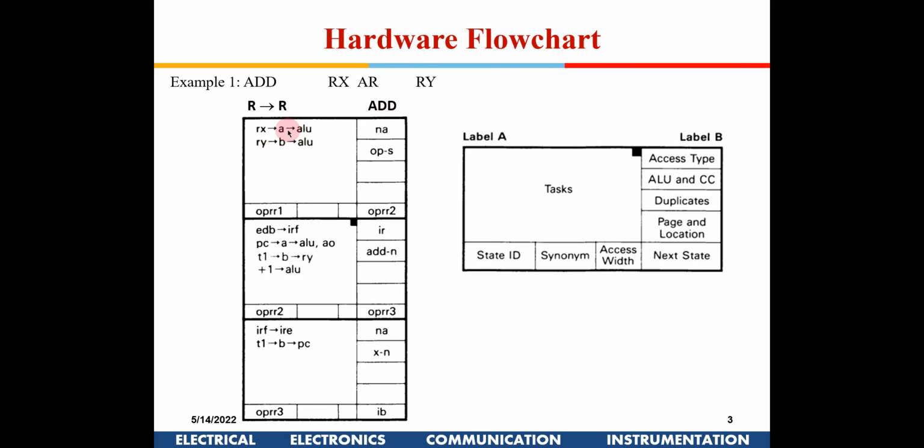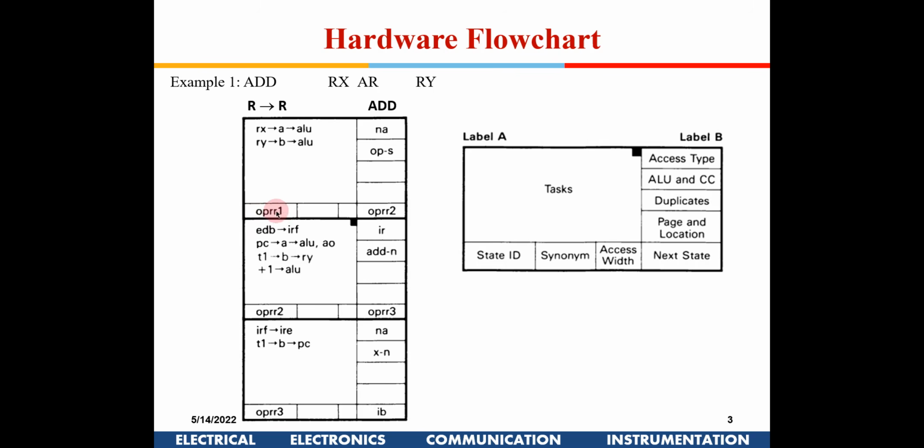Now Rx I am going to get into the ALU, Ry I am going to get into the ALU. Here the external data bus is not used, so for access type I write NA. Here I write op, because this is add, which is written here, that needs to be done here. So that is why I write operation. S means the flag: after this the condition flag needs to be set, so I write S here. This is the identification: operation register to register 1.